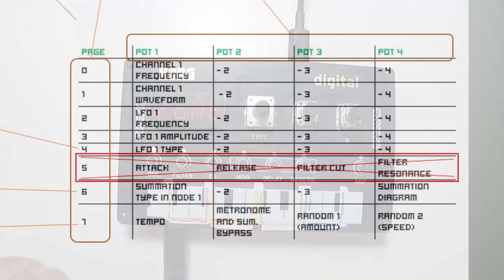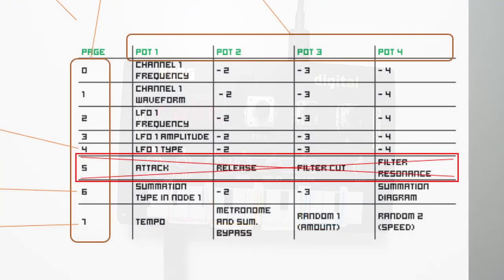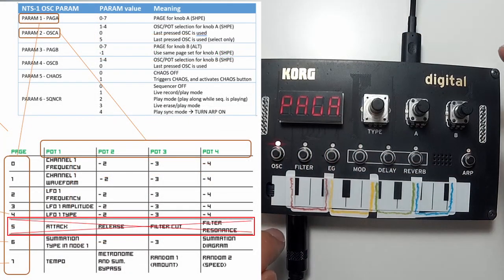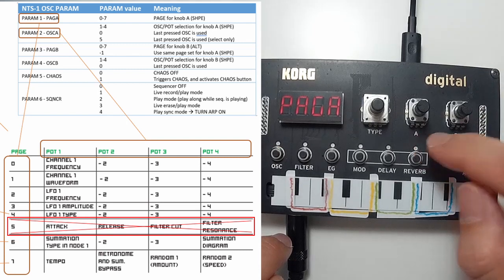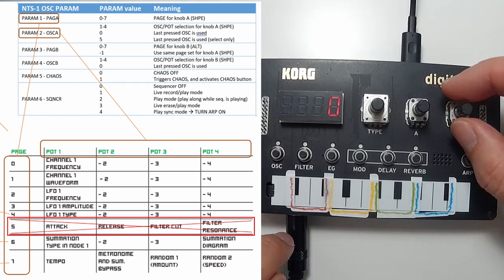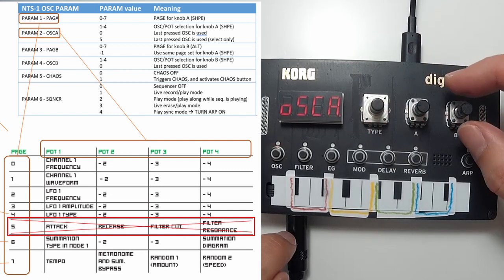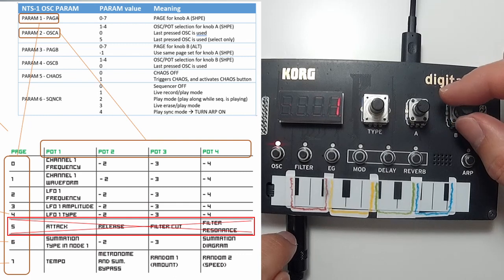Now this is a table. As you can see, there's a matrix here, pages on the left, pots on the top, and you have to select which page you want to change and which pot you want to change. So when you select parameter page A, you'll be selecting the page for knob A from 0 to 7, and you also have to select which oscillator you will change from 1 to 4.